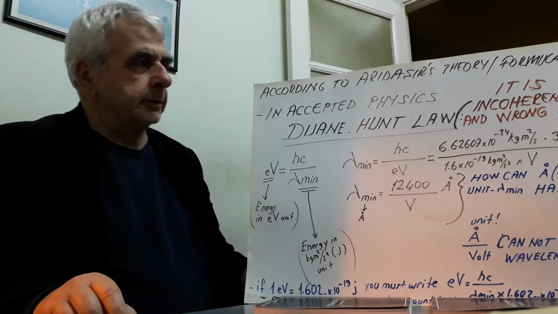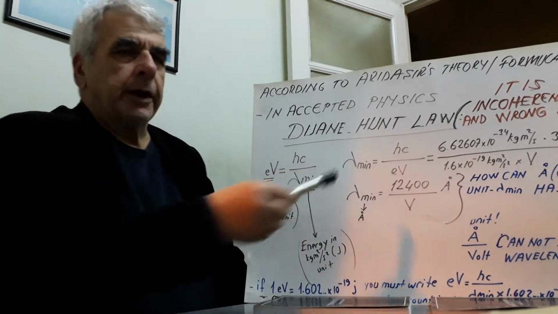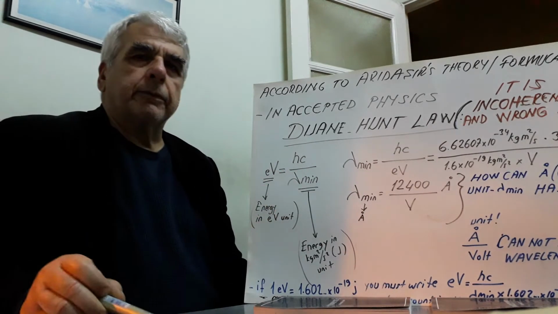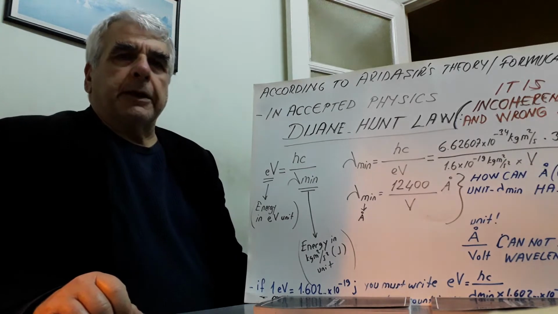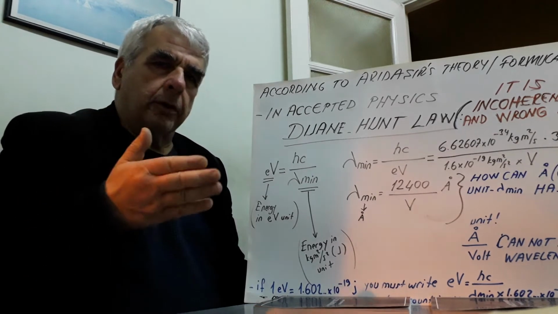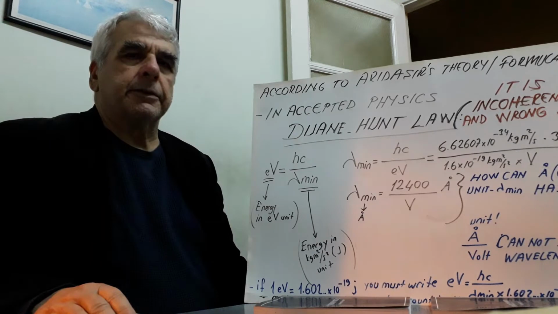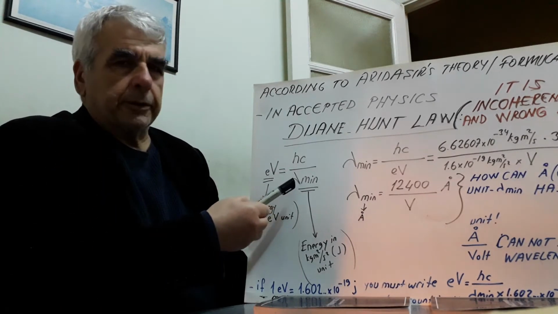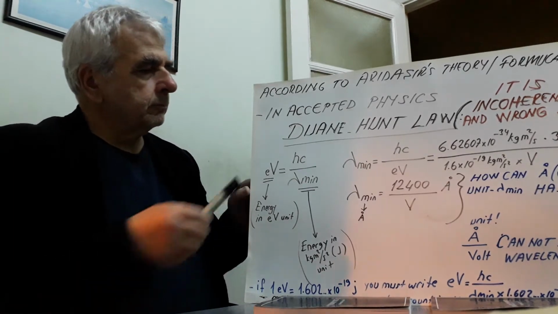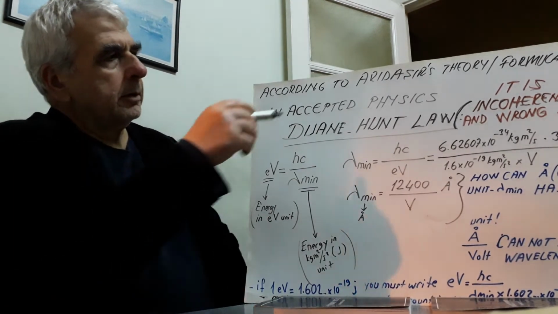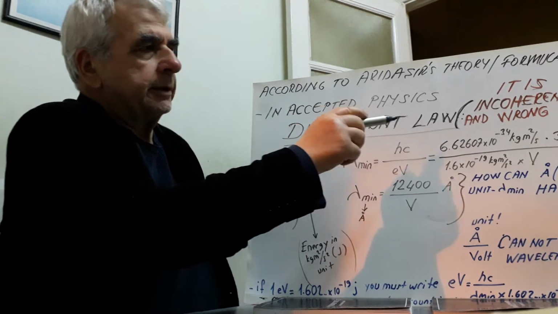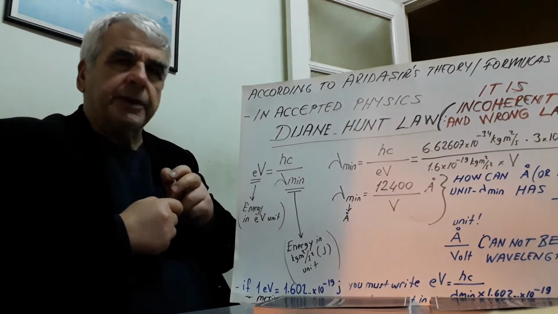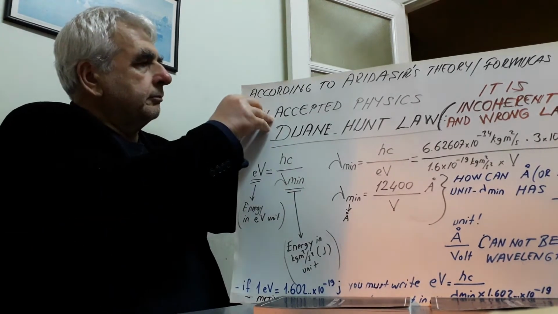The Duane-Hunt formula. The Duane-Hunt Law formula for applied voltage, accelerated electrons, lambda minimum formula. It is an incoherent and wrong law. Snapshot here.